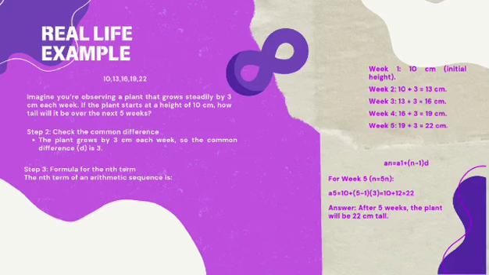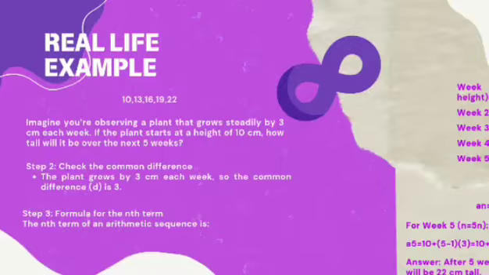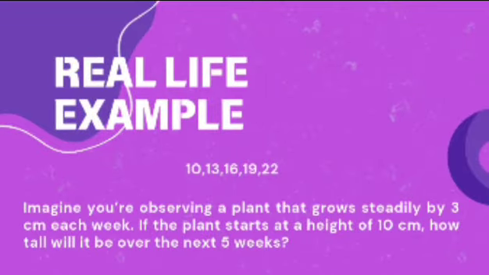Now let's look at a practical example of an arithmetic sequence using plant growth. Scenario: imagine you're observing a plant that grows steadily by 3 centimeters each week. The plant starts at an initial height of 10 centimeters. How tall will it be after 5 weeks?